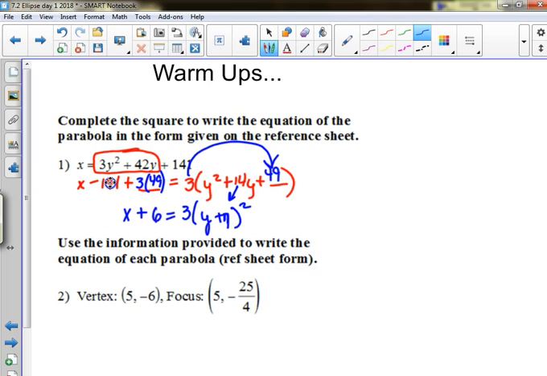Anybody helping me? Negative 149, yes. Plus, okay, thanks. This is not quite the form that's on the reference sheet. Anybody know what's wrong with it? On the reference sheet, it says 4p x minus h equals y minus k. The 4p is on the side without the squared, right? Okay, I might have them backwards, but the 4p is on the side without the squared. So what do we need to do with this guy?